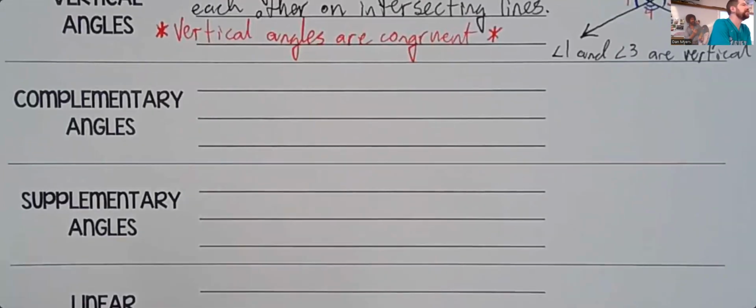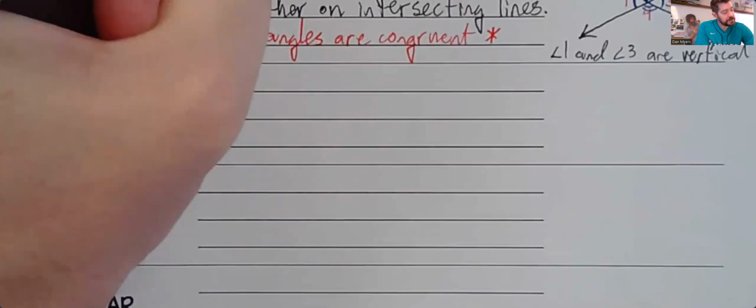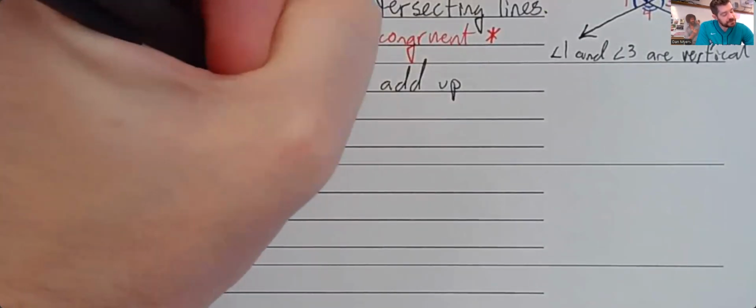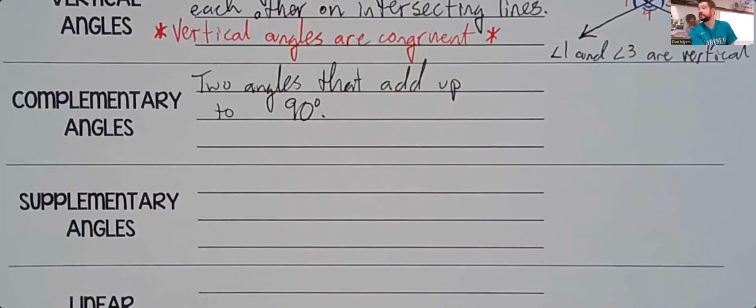complementary angles. Some of you might know this definition. Does anybody know it? Complementary angles? If not, that's fine. All right, so complementary angles are 2 angles that add up to 90 degrees. So any 2 angles that add up to equal 90 degrees would be considered complementary angles.